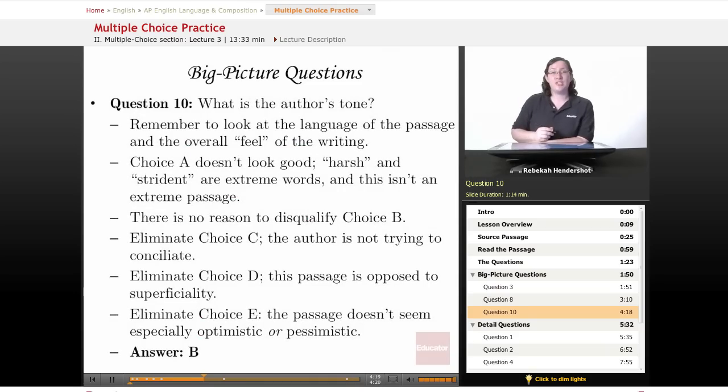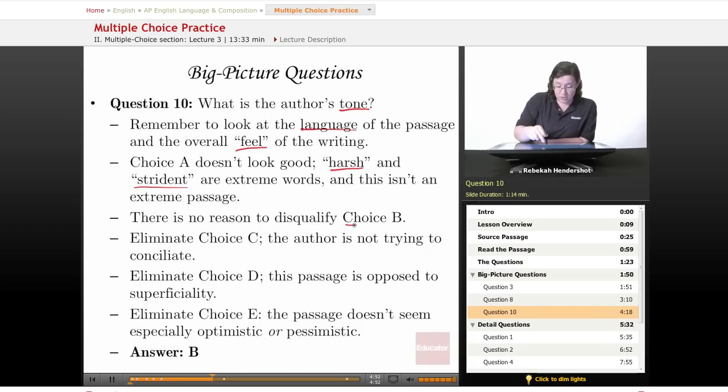All right, question 10, our last big picture question. What is the author's tone? Now you may remember from our last lesson that if you're looking for tone, you look at the language of the passage and the overall feel of the writing. How does the writing make you feel? How is the language used? What kind of vocabulary is in there? Those are all clues to tone. So, choice A does not look too good. It uses the words harsh and strident. Those are clues. They're extreme words, and this isn't an extreme passage. So, if you're not dealing with something extreme, you probably don't want an extreme answer.